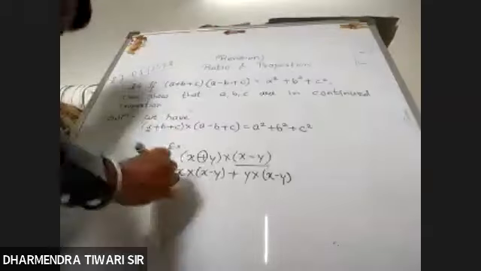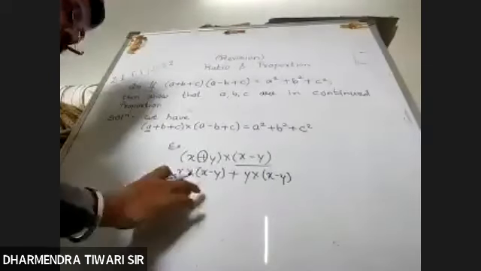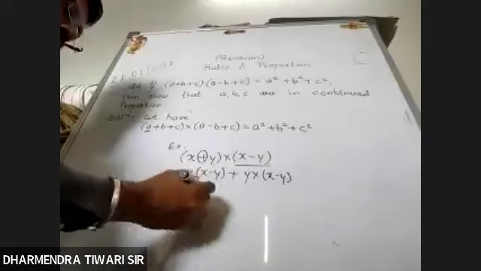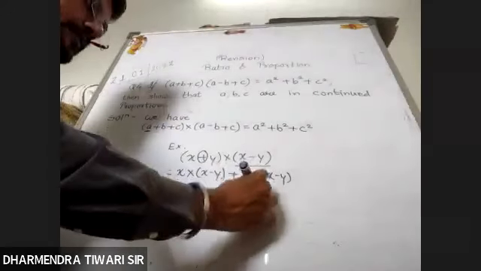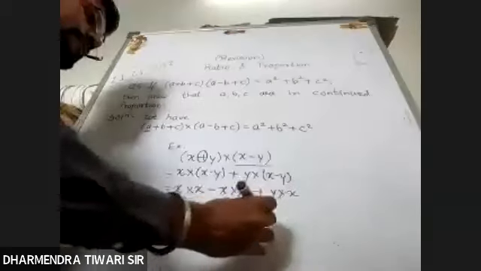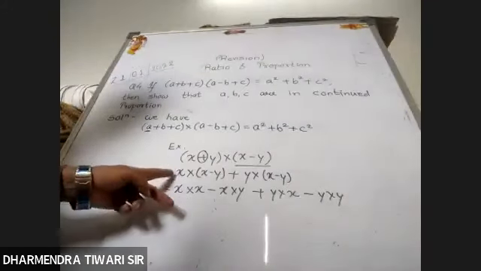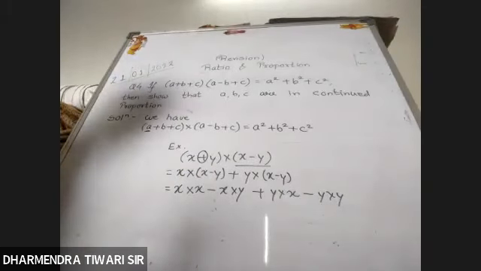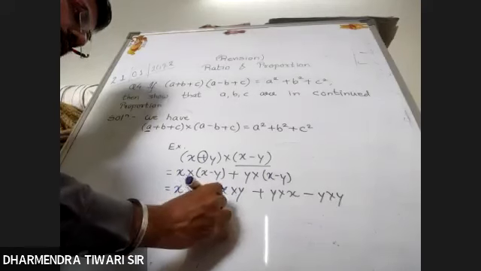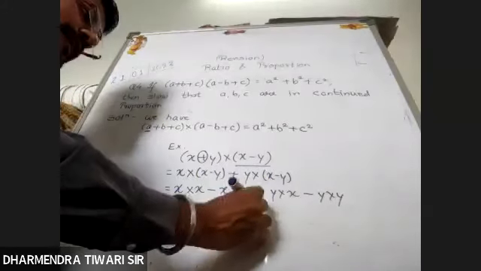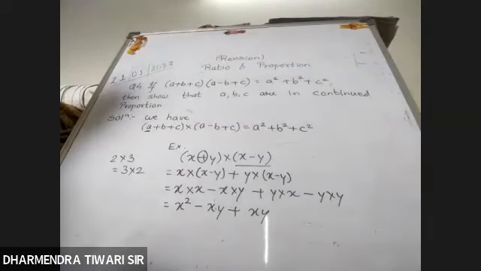Now what do you need to do? x into x is x square, x into minus y is minus x multiplied to y. After that, plus y multiplied to x, minus sign y into y. As we know, plus into minus is minus, and here as well, plus into minus is minus. So we have taken the minus sign. So x square minus xy plus y into x, which is the same as xy, because we know that 2 into 3 is the same as 3 into 2. So we can write yx as xy.